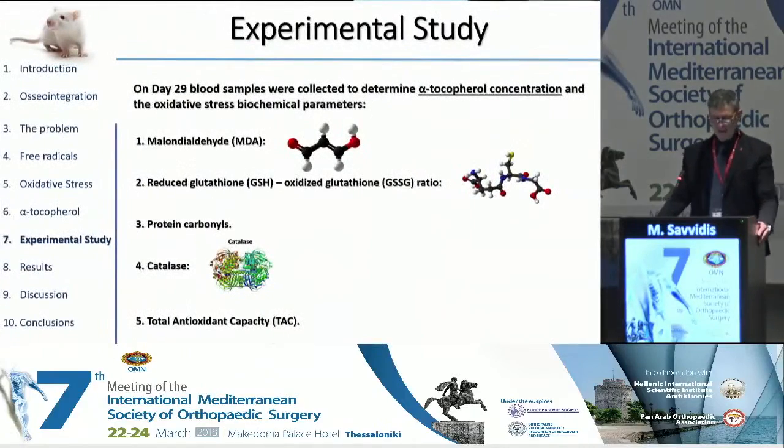On day 29, blood samples were collected to determine the alpha-tocopherol concentration and the oxidative stress biochemical parameters like malondialdehyde, MDA, the reduced glutathione to oxidized glutathione ratio, protein carbonyls, catalase, and total antioxidant capacity.